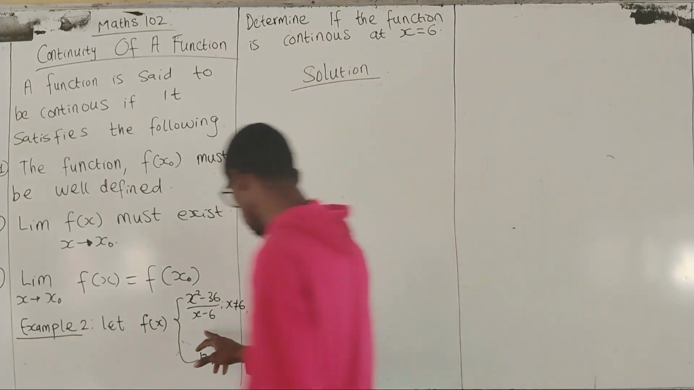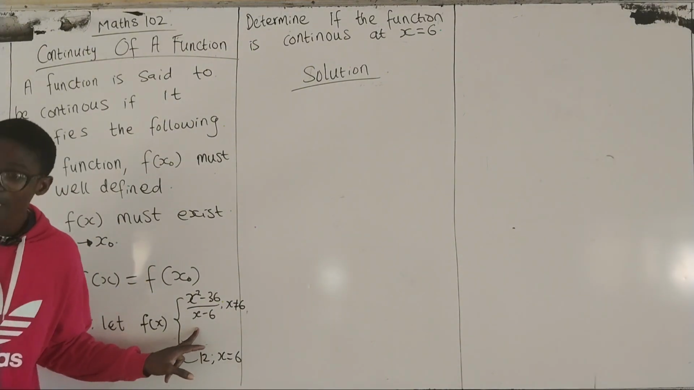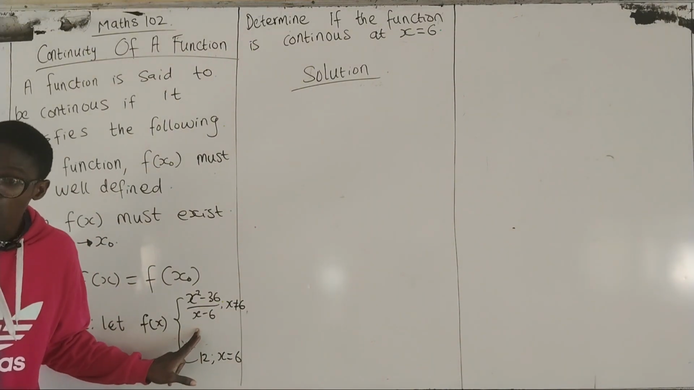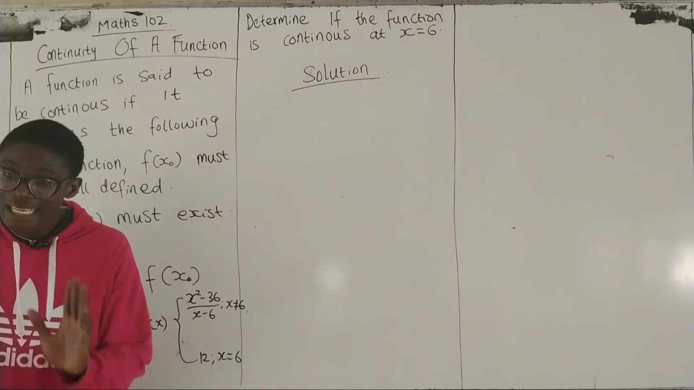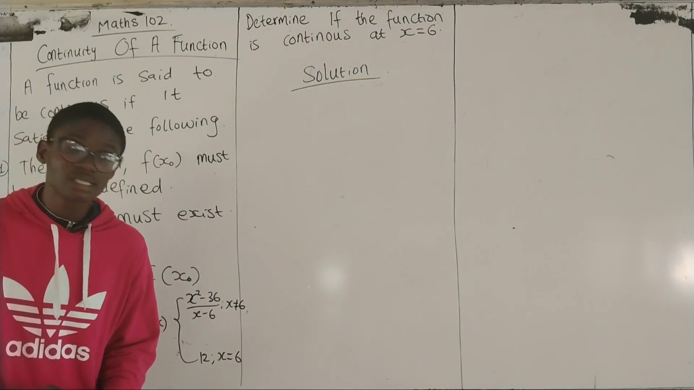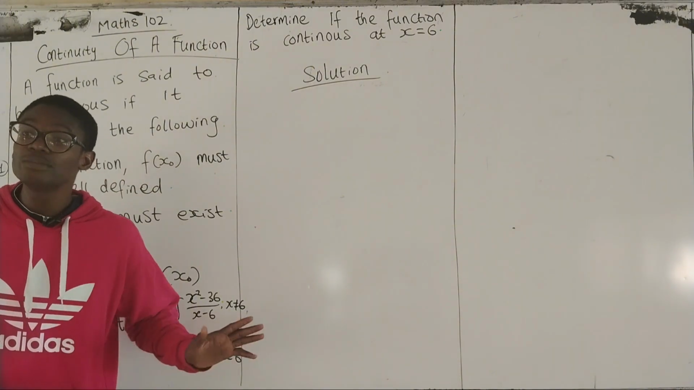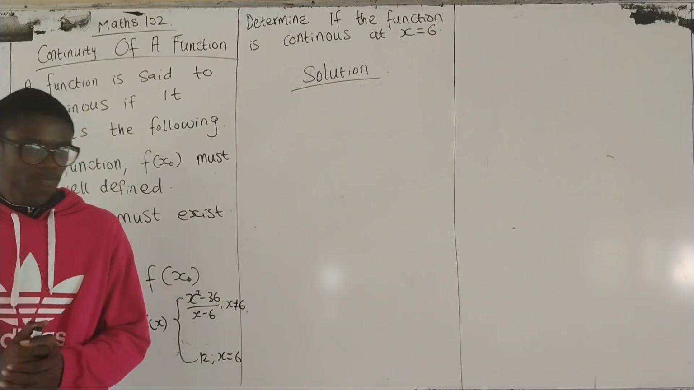Now we have a rational function, and they say the condition is that x must not be equal to 6. So they have already told you. If you do anything outside this, you are the one making the function not defined.